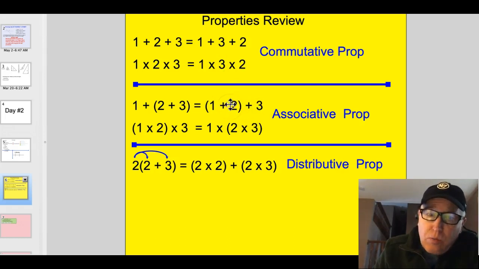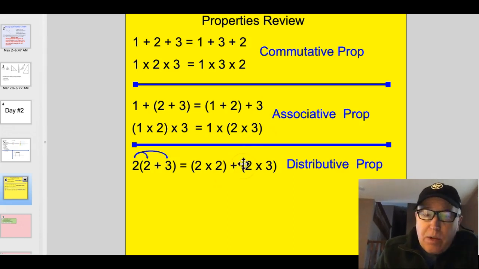That changes the groupings. Okay, so this one here, 1 times 2 times 3, where we group 1 times 2 first, is going to get the same answer as 1 times 2 times 3 where we group 2 times 3 first. Again, order of operations says we have to do whatever is in the parentheses first, correct?